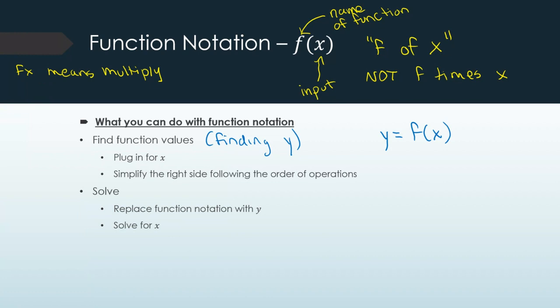The other thing you do with function notation is solve, and if you're going to do that, you're going to replace your function notation with y, or whatever y equals. So sometimes you plug in numbers for y, and then you solve for x. So you can solve or find function values, which is called evaluating. And the key is that f of x and y are interchangeable when you have a function.